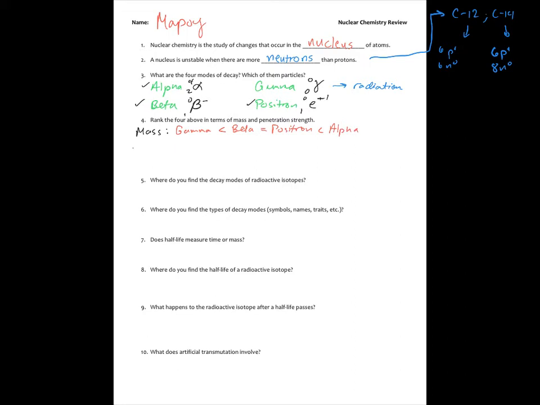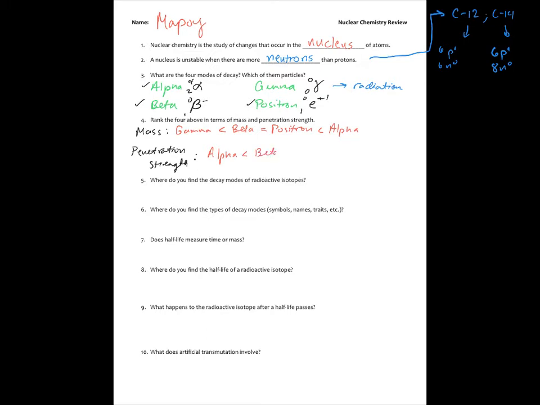Now let's talk about penetration strength. So penetration strength meaning how strongly it can go through objects and obstacles. So least to greatest, alpha being the biggest has the lowest penetration strength. So a lot of it's inversely related to mass. So the bigger they are, the lower the penetration strength.